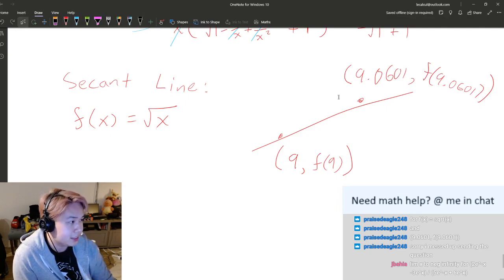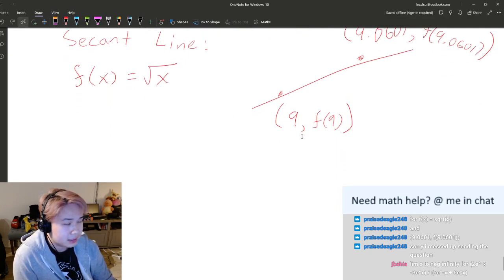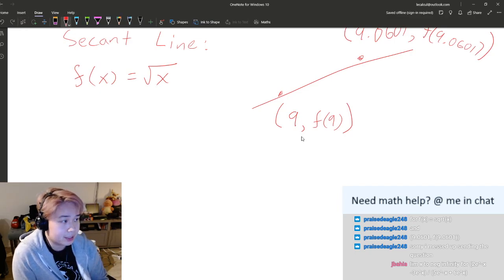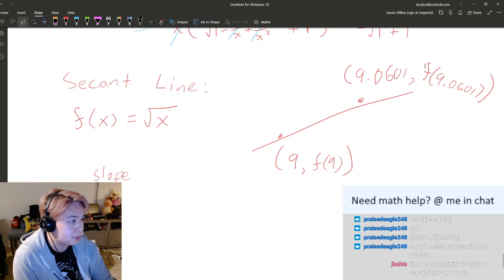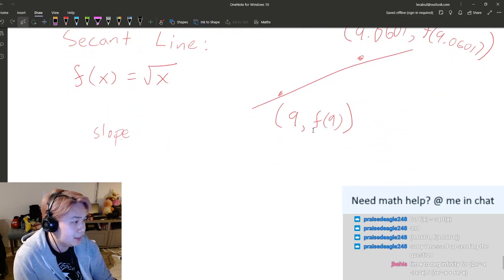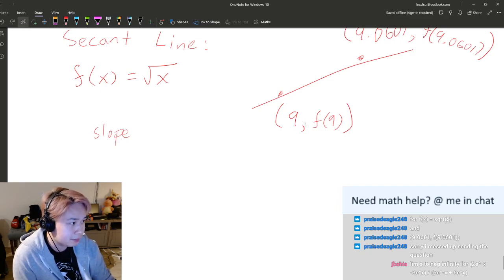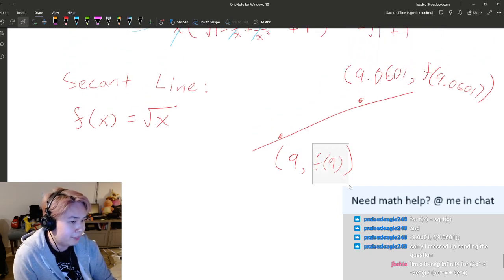And then we need to find the equation of this line. There are multiple ways you can write an equation of a line, but either way, you need to find the slope or the gradient. And because we have two coordinates, the best thing to do, at least where I'm from, we call it the point-slope equation of a line. To do that, we need to find the y values first. So f of 9 is the square root of 9, so this is just 3.